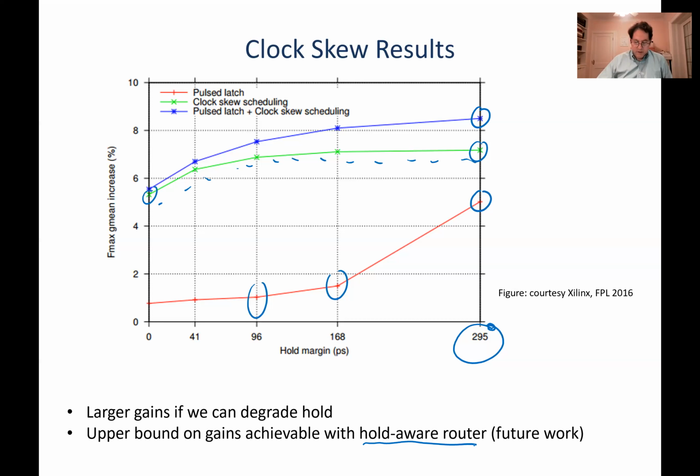In this UltraScale Plus paper, they also say that their router was not trying to essentially get extra hold margin by slowing down certain data transfers that didn't have much hold margin. And if they could do that, they could probably get better results still.